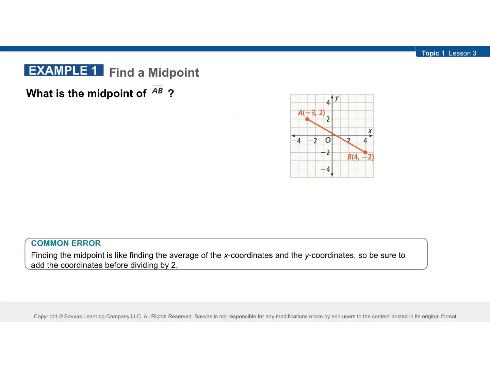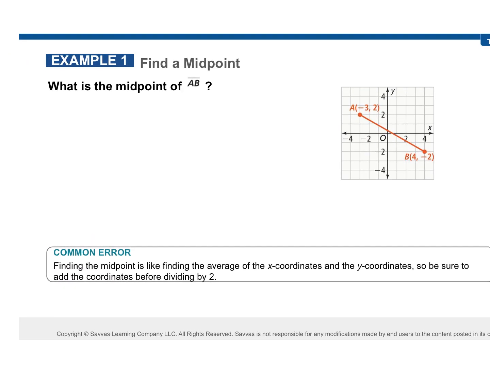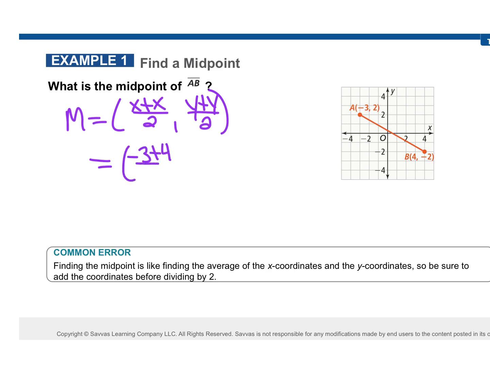Now let's find the midpoint. So the midpoint of AP. I'm going to write the formula again: x plus x divided by 2 and y plus y divided by 2. My x's are -3 plus 4, and my y's are 2 plus -2 divided by 2. And I get 1/2. 2 plus -2 is 0. 0 divided by 2 is 0.